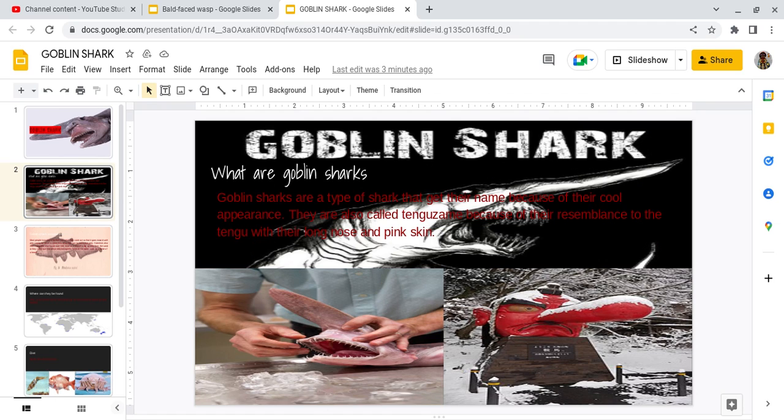Okay, they're also called tinguizame, sorry if I butchered that, because of their resemblance to the tengu with their long nose and pink skin.